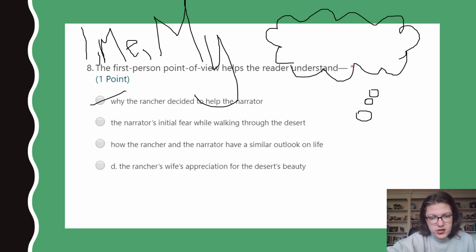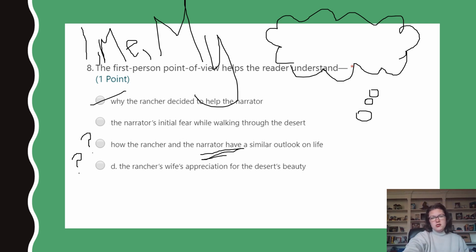How the rancher and the narrator have a similar outlook in life. Well, we know the narrator's thoughts and feelings, but do we know the rancher's thoughts and feelings? The rancher's wife's appreciation for the desert's beauty. Well, she says that out loud, but that's not why we know it, right? It's not because of that first person point of view. So which of these answer choices makes the most sense, knowing that we can only know the narrator's thoughts and feelings?